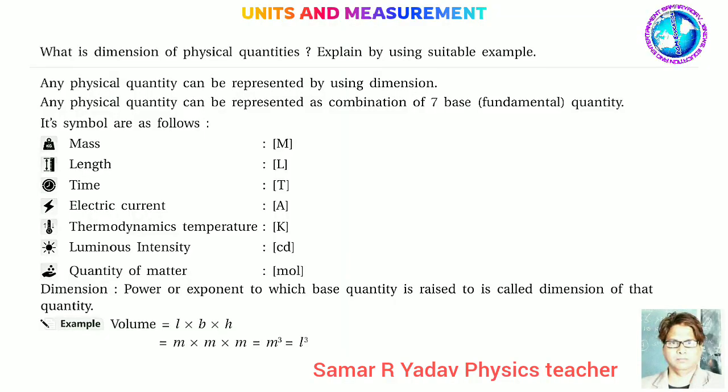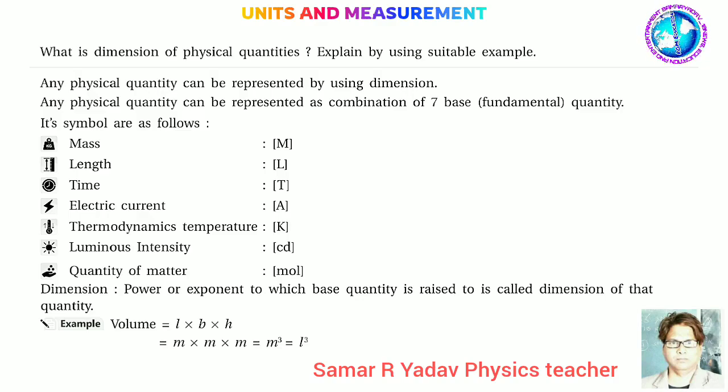What is dimension of physical quantities? Explain by using suitable example. Any physical quantity can be represented by using dimension. Any physical quantity can be represented as a combination of seven base fundamental quantities.